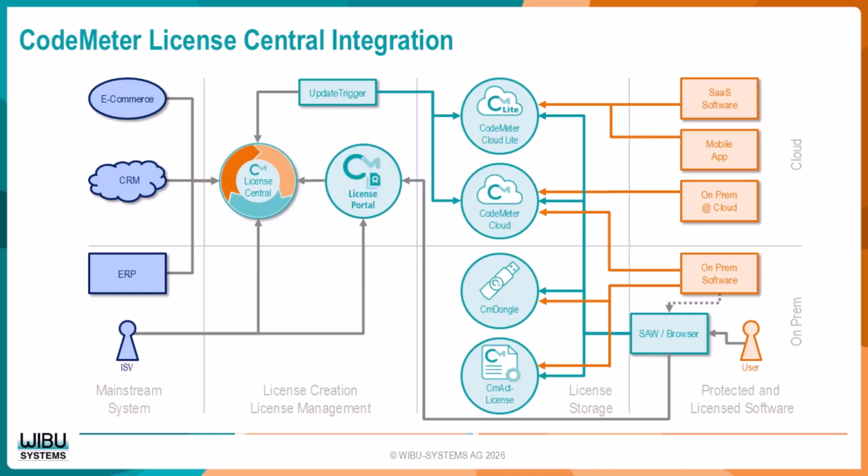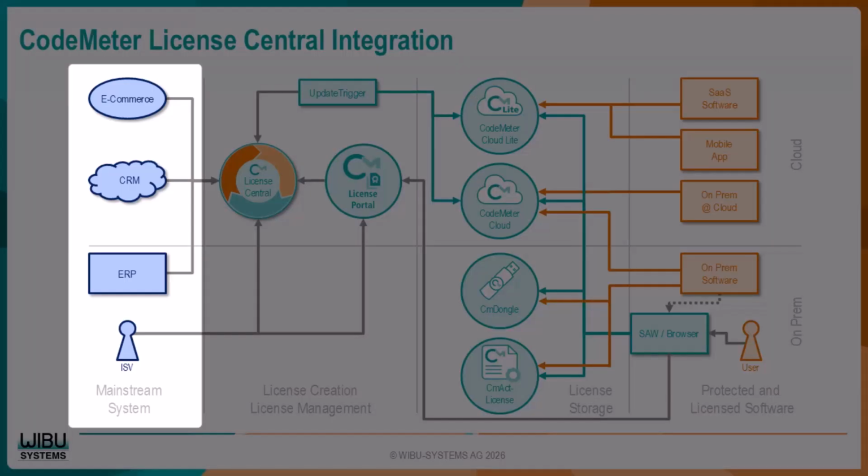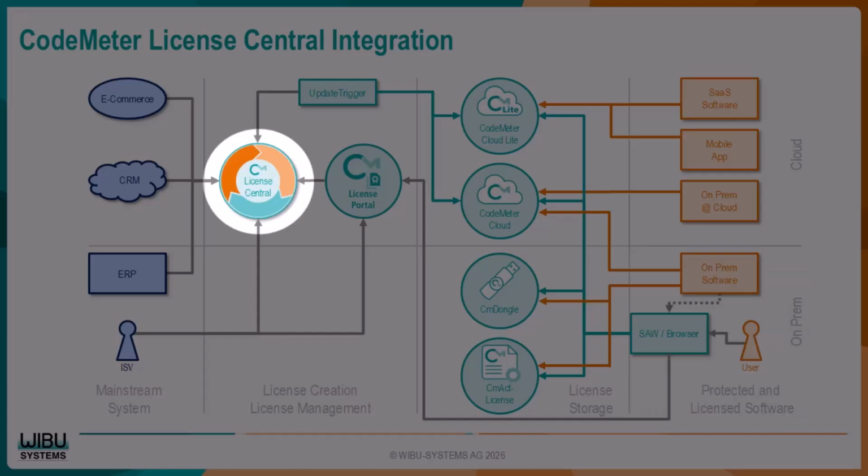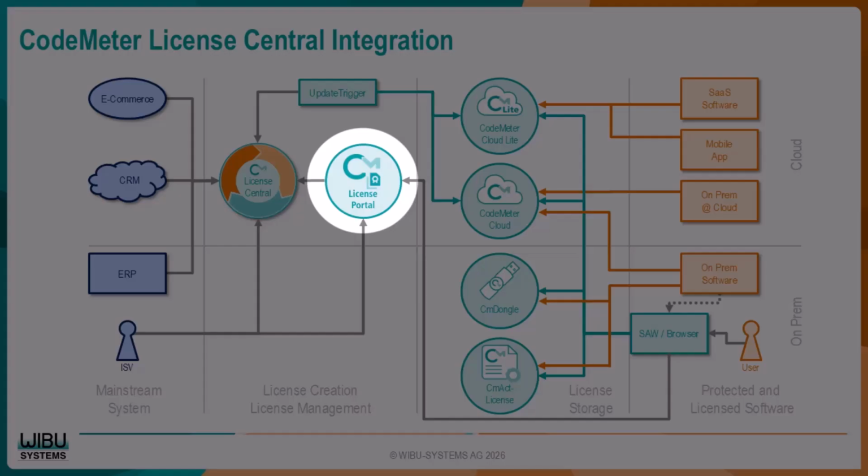First, I would like to give you a brief overview of CodeMeter technology and explain how CodeMeter Cloud fits into the overall CodeMeter ecosystem. On the left, we have you as the software vendor. On the right, we have your customer, who is supposed to receive licenses from you. Between the two, we have CodeMeter License Central for distributing licenses. We also have the license portal, which will play an important role later in the distribution process.